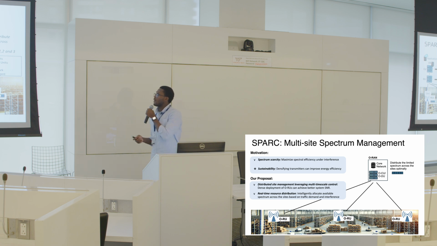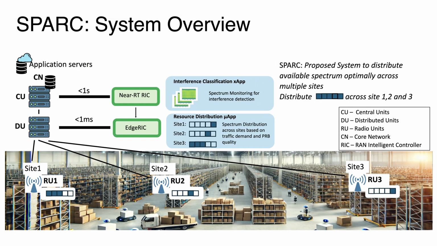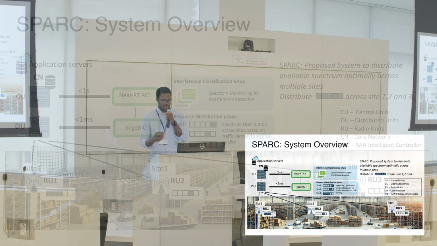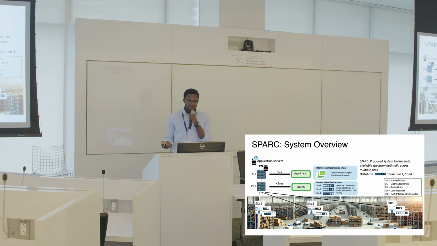So this is a basic system overview of our system. This is the Spark system, and like I said, we are trying to achieve multi-timescale control. We have interference classification being done at the near real-time RIC, where we get IQ samples and perform inference. Based on the decisions there, we send them to the edge RIC that performs real-time distribution of spectrum resources.